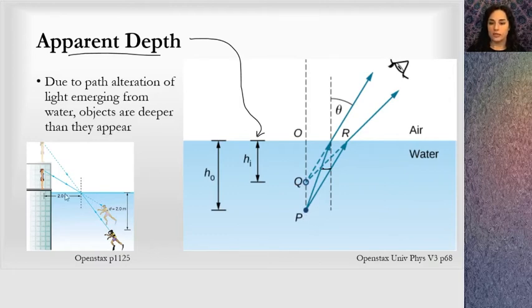And you can see another example over here. There's two people looking at each other. The person outside the water thinks that the person underwater isn't as deep. The person underwater thinks that the person is farther away than what they really are on the outside of the water. So this is a very interesting effect.